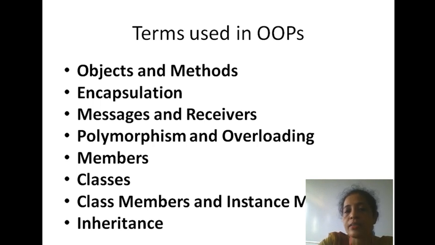And the next term used in object-oriented programming is inheritance. Inheritance means we can reuse the statements of one program with the help of the inheritance property. So these are the basic terms used in object-oriented programming.